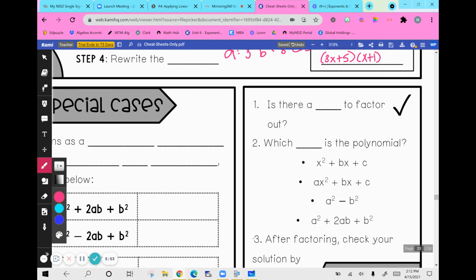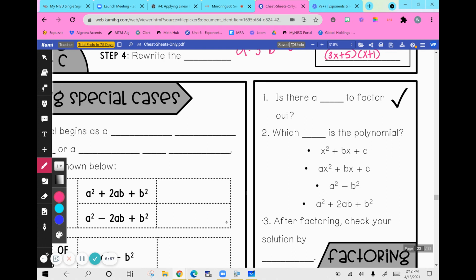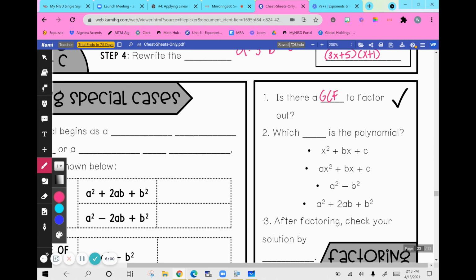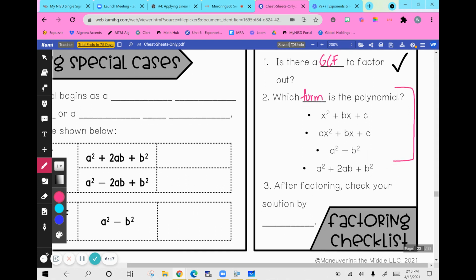So the first thing that you need to check anytime you are factoring is whether there is a GCF that you need to factor out. That's what you're going to do every time, okay? And honestly, I don't think you need to worry about which form the polynomial is in. That's what they're asking, because there are different ways you can do it. All of the forms work if you use my box method. So I wouldn't worry about this. I would just use the box method. Okay. And then after factoring, check your solution by multiplying. And we're not even going to talk about the special cases because, like I said, they work with the box method every time. Okay.